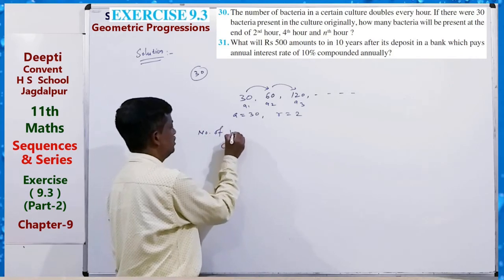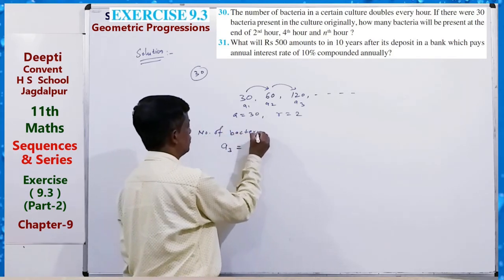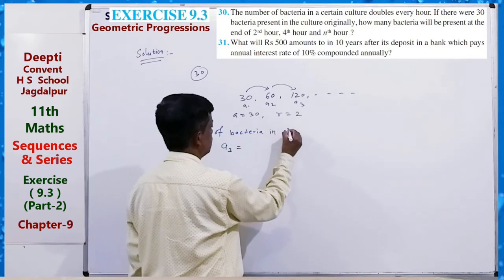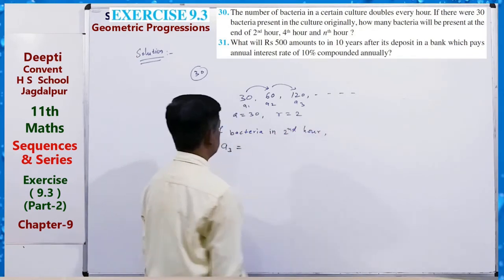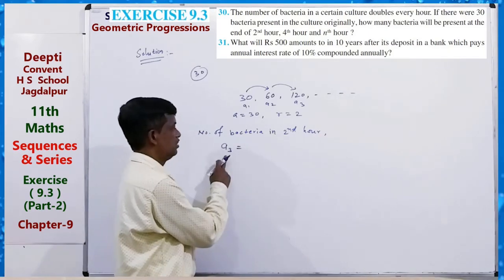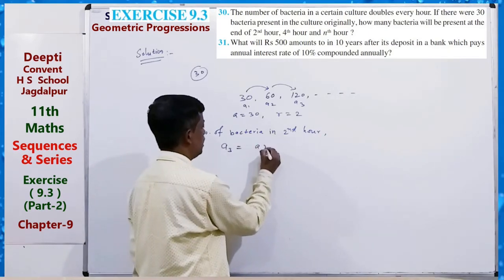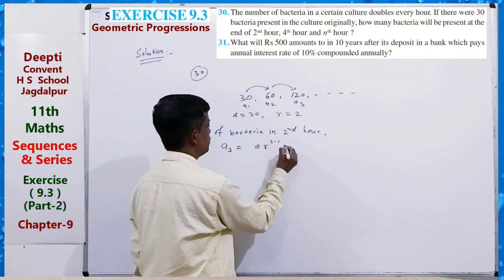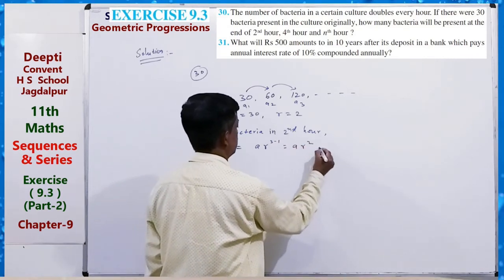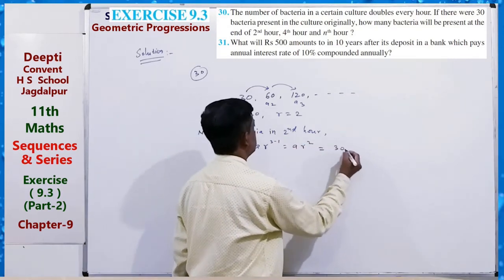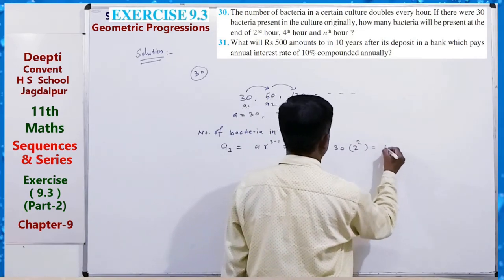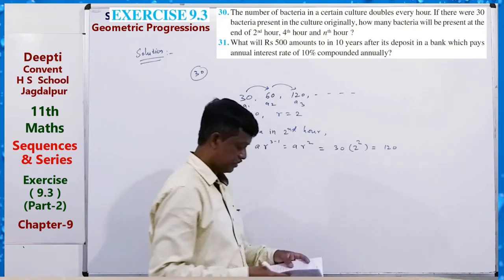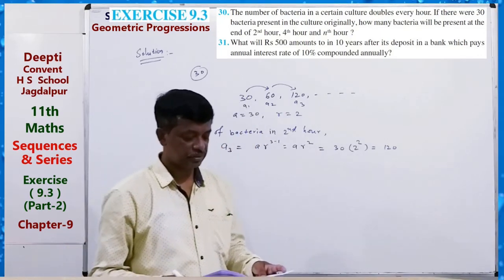Number of bacteria in second hour. Second hour means A3. This is equals to A R to the power 3 minus 1 equals to A R square. A means 30, R means 2. 2 square. 120. Okay? 120. Clear?